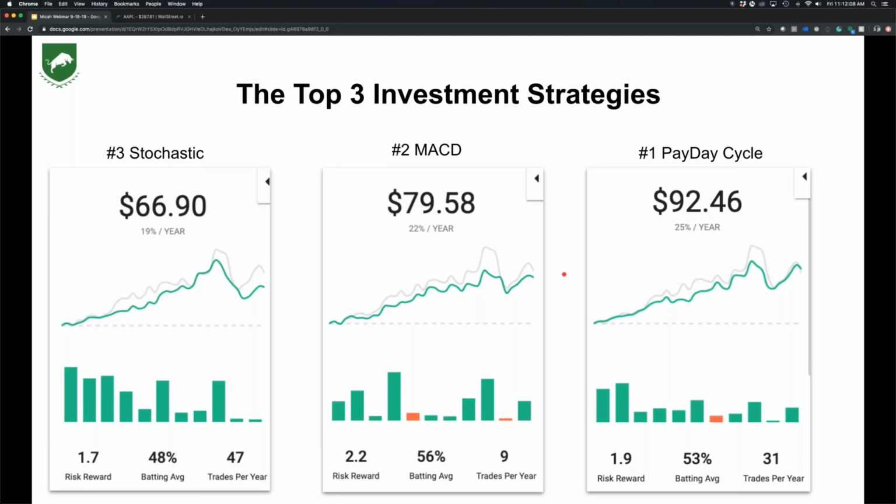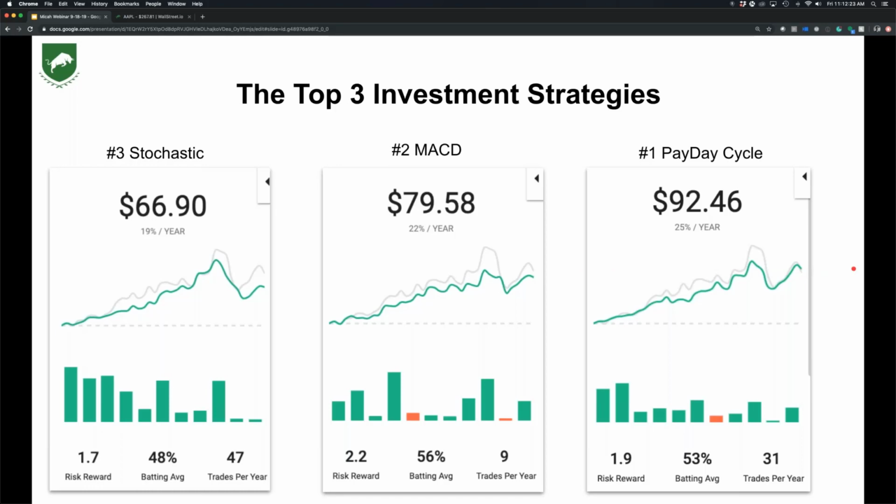Now, one ratchet up for the winner here is the payday cycle strategy. I'm going to spend the most detail on that today. Good batting average, good risk reward, and what I love about the payday cycle strategy is not only it's the best one, the most profitable one, the simplest one, but I also like the frequency.